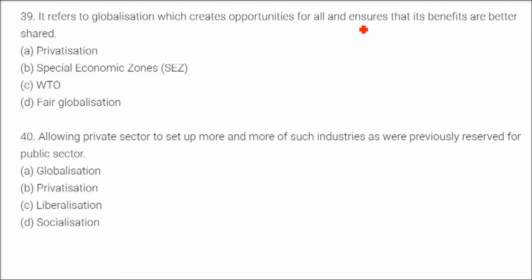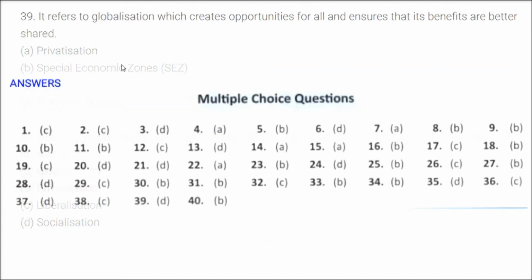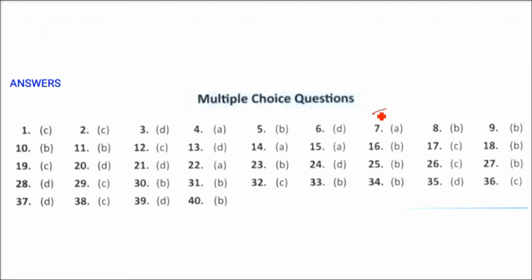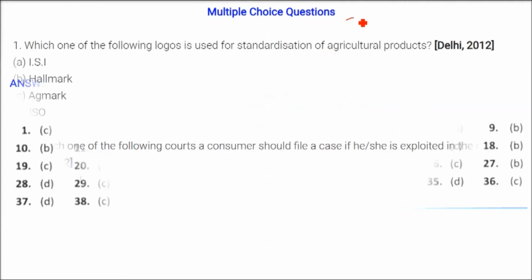It refers to the globalization which creates opportunities for all and ensures that its benefits are better shared. And it is called fair globalization. Allowing the private sector to set up more and more of such industries as were previously reserved for the public sector, and it is privatization. So these are the keys for the questions we just covered.